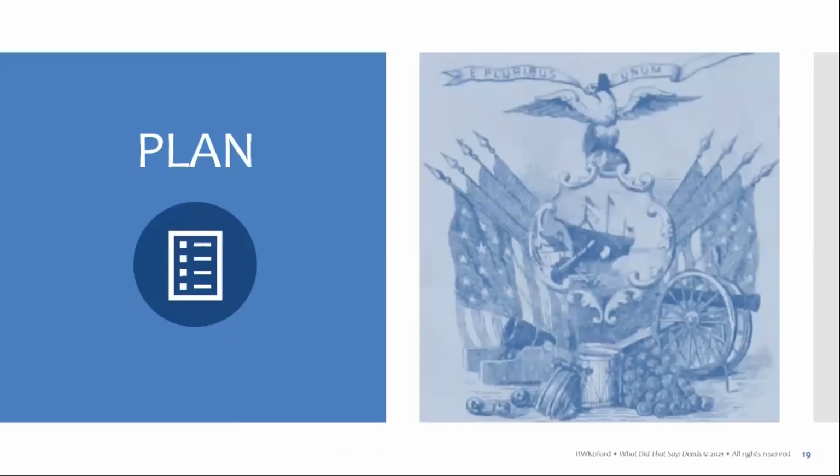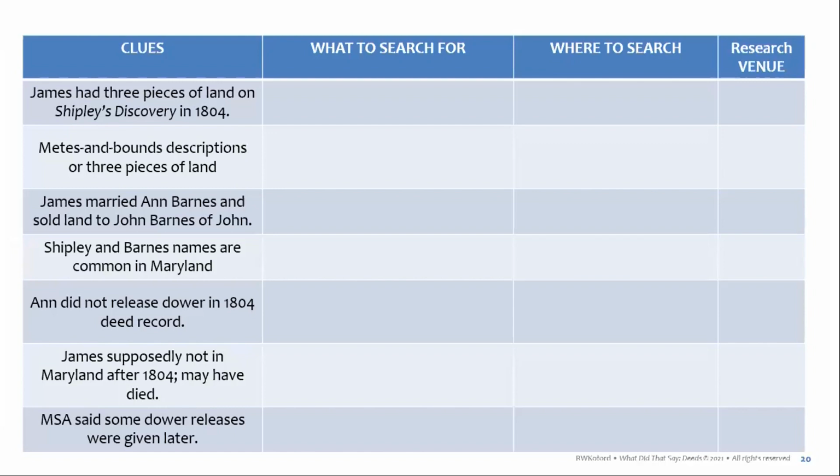All right, let's develop a plan for what we're going to do for James and Anne next. Here's just a sample of some of the research we could pursue. We have 3 columns here, some of the clues, what we're going to search for, where to search, and then a column for the research venue.